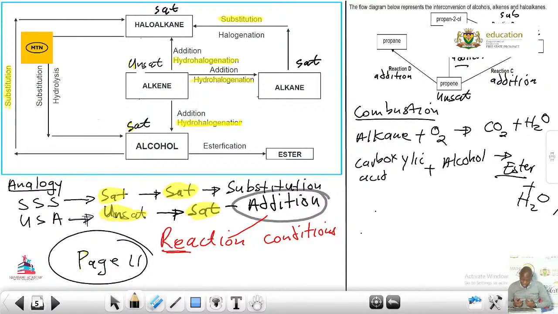But the only critical thing here is the key condition when we are looking at substitution, it's heat, which will be a mild heat, but preferably to avoid issues of mild and strong heat, just say heat, and then definitely a mark will be allocated. So that is it with organic chemistry, naming of structures, physical and chemical properties, and your organic reactions.